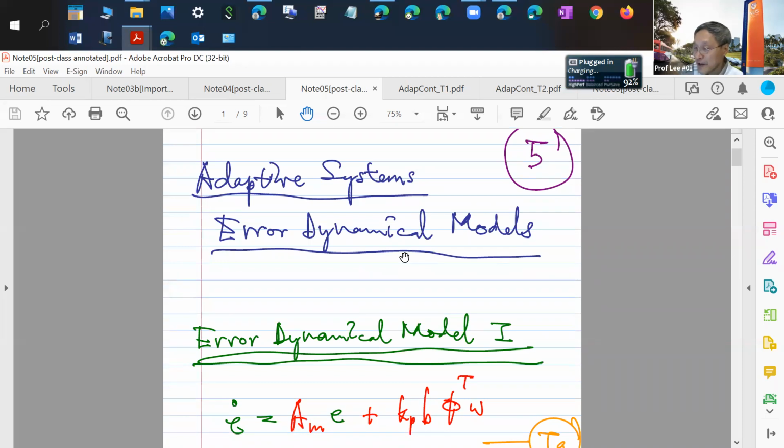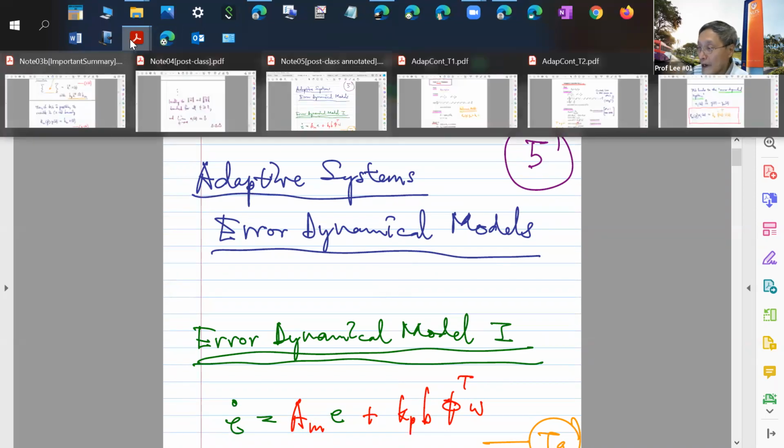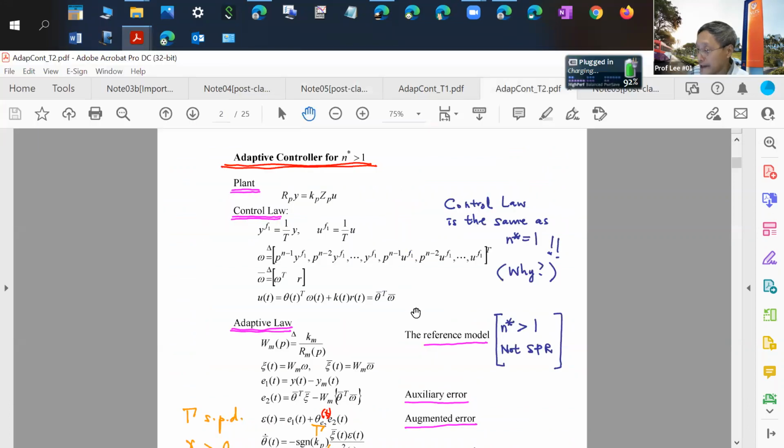All right, completely fully written. And why I say this is, if you now go back to what I said about the stability analysis for relative degree greater than 1.